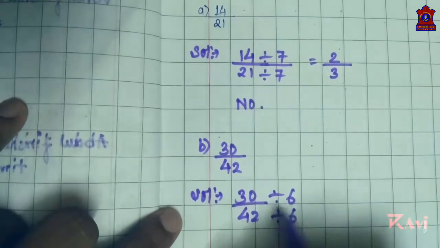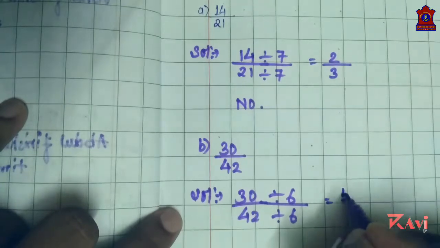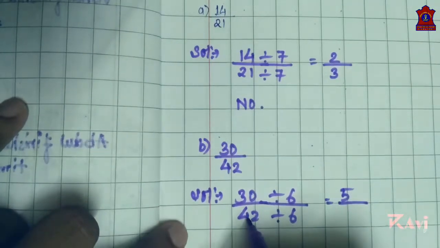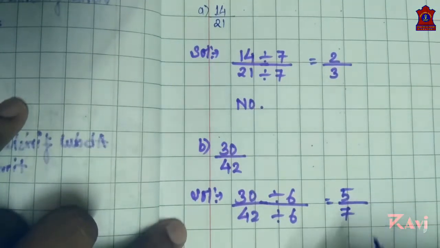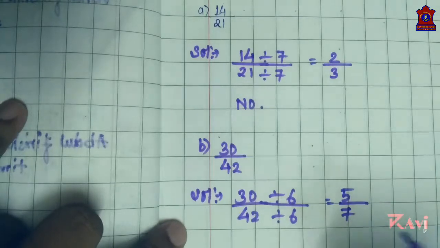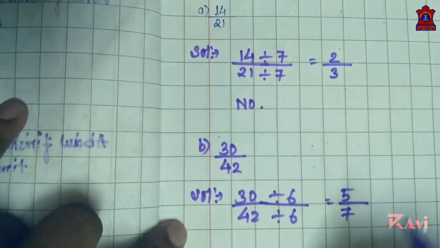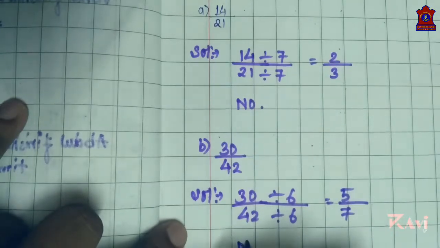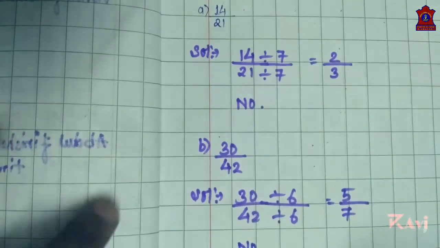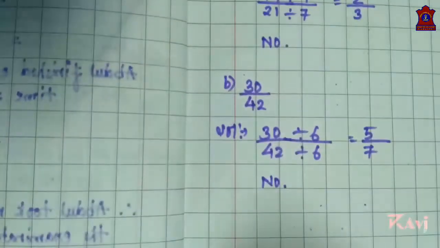6 into what makes 30? 6 fives are 30. 6 into what makes 42? 6 sevens are 42. So the lowest term of 30 upon 42 is 5 by 7. Was this in lowest term? No. Again it was not in lowest term. Clear?